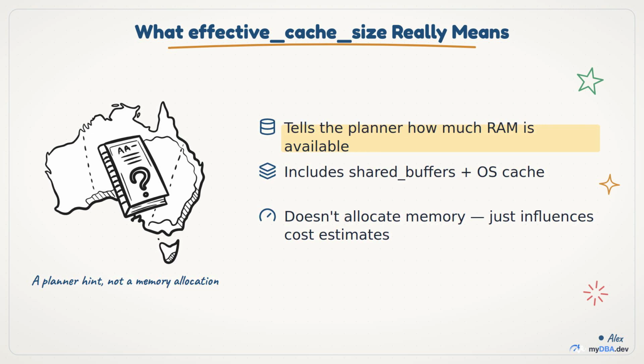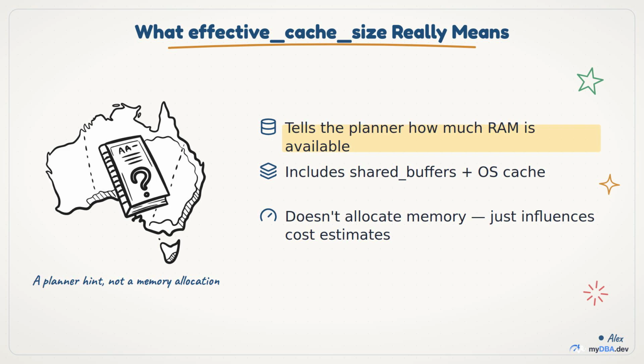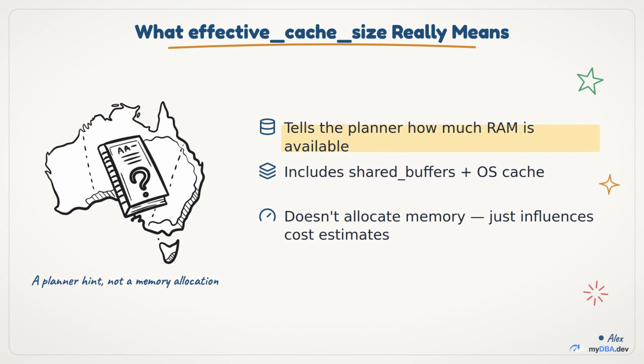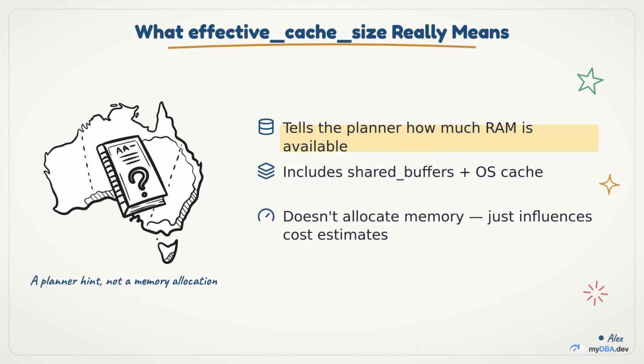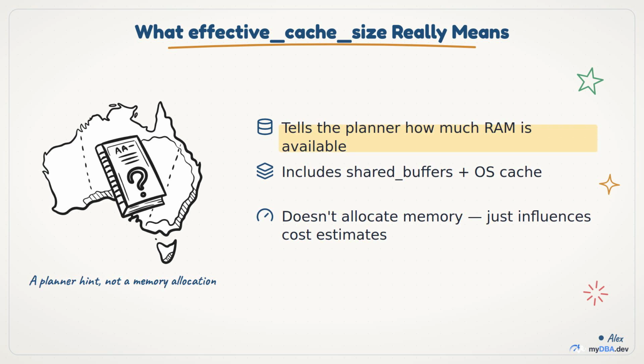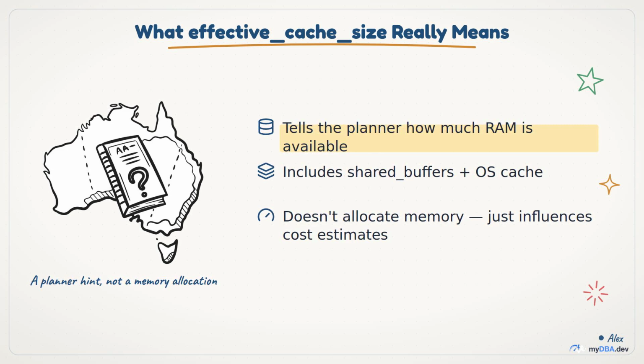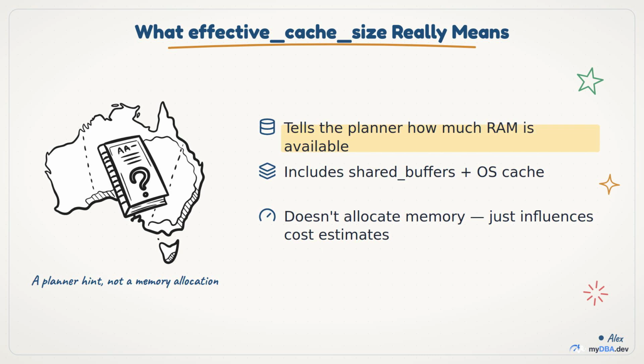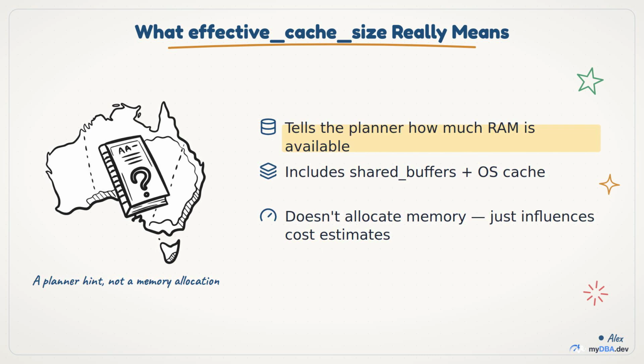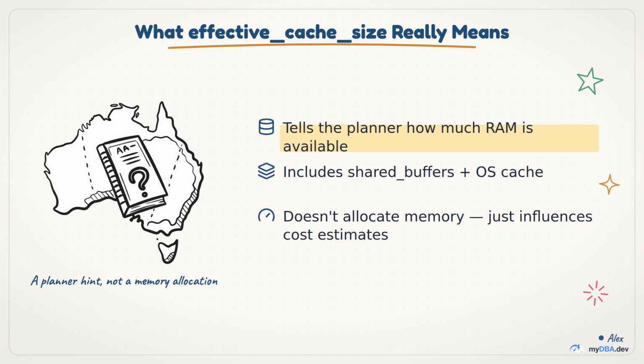If you set it too low, Postgres underestimates the benefit of indexes and picks sequence scans. If you set it too high, it overestimates and picks indexes even when a sequence scan would be faster. The default value is set based on your system's configuration, but it's often conservative for modern servers with lots of RAM. A good rule of thumb is 50 to 75% of your total RAM. It doesn't reserve that memory, it just tells the planner it's available.